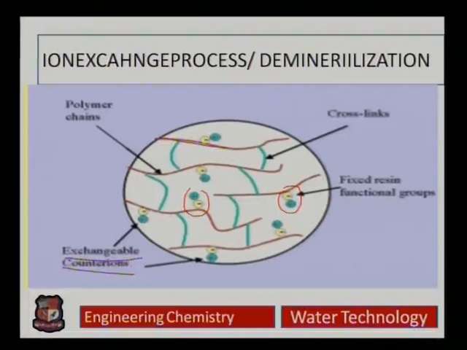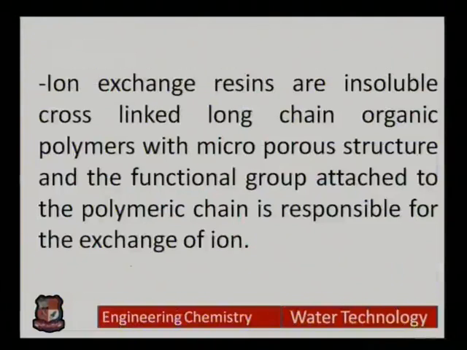This is the basic principle of ion exchange process. As the name indicates, it exchanges its ion. Now let us see what these polymers are and how these polymers are formed. Ion exchange resins are insoluble cross-linked long chain organic polymers which possess a microporous structure, and the functional group attached to the polymeric chain is responsible for the exchange of ion.